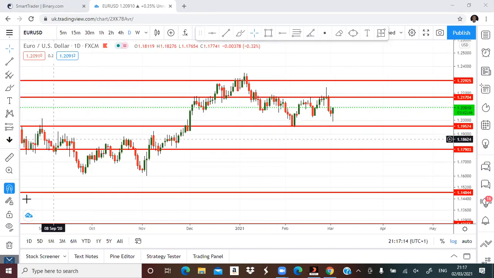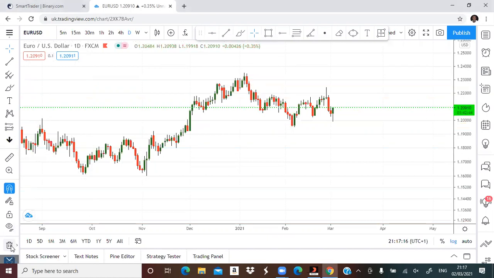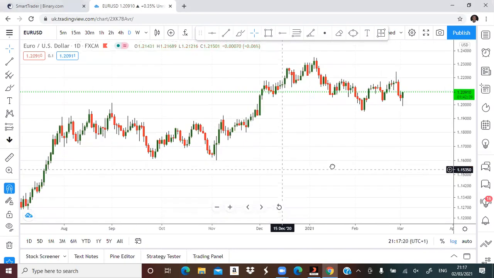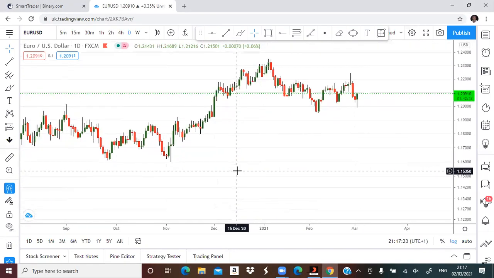So I'm going to be showing you how you can draw support, because we are called naked traders. We are going to be doing naked trading. It means that we look at the charts, we study the chart based on past history.